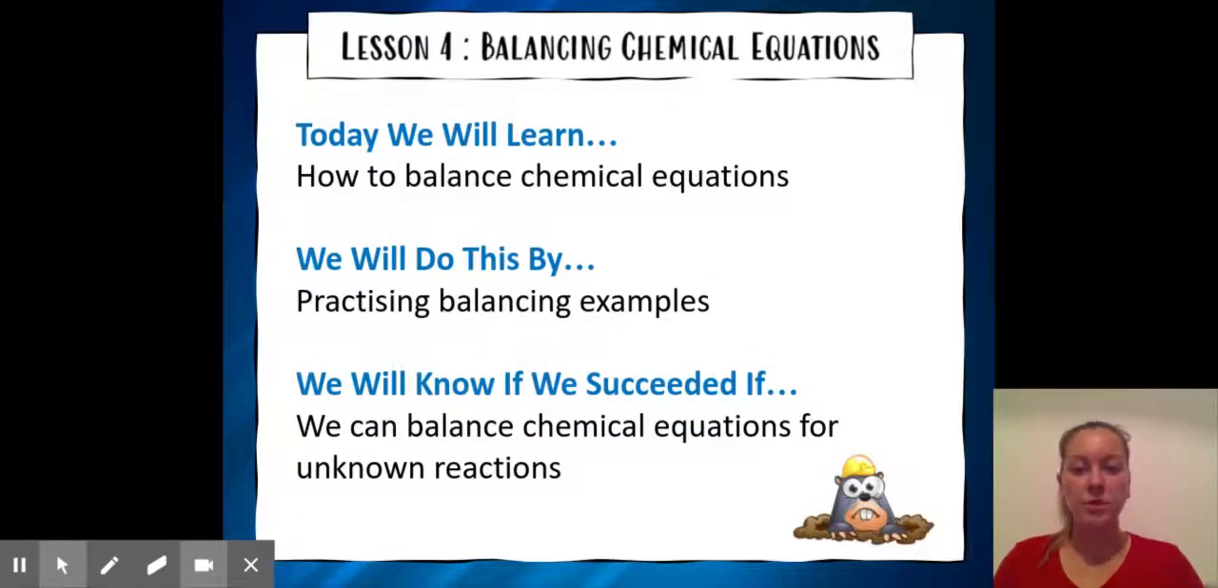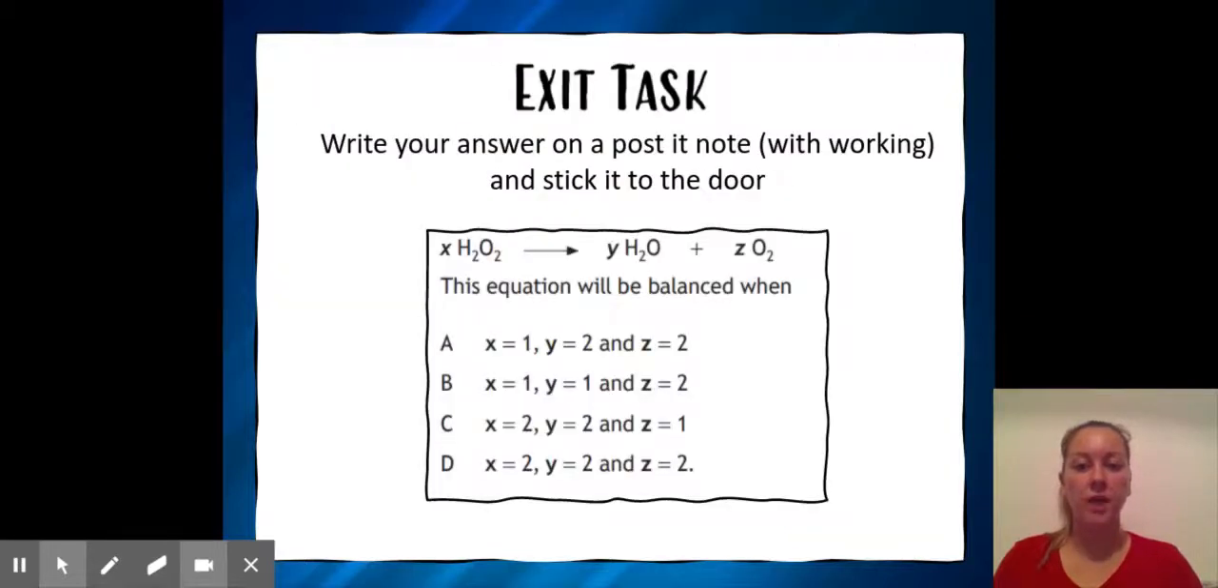So we wanted to know if we could balance chemical equations for unknown reactions. Here is an exit task which has come straight from a past paper question, which is balancing equations with some problem solving added in. So it looks quite difficult, but once you know how to do these questions, they do become more straightforward. So what I'd like you to do, again, pause the video, have a wee go at this question, get an answer, and then unpause, and I'm going to talk you through how to get the answer.